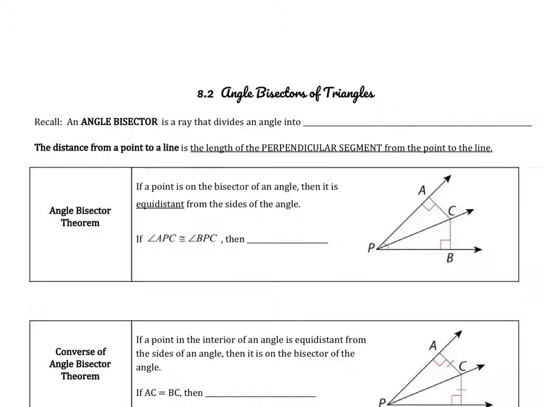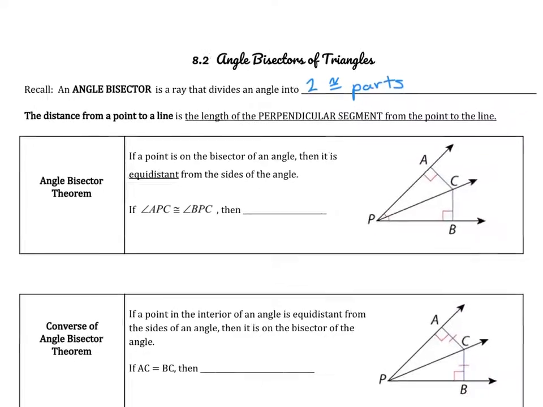So please recall that an angle bisector is a ray that divides an angle into two congruent parts. So remember, bisect means to cut in half exactly, so that's why we get two congruent parts.